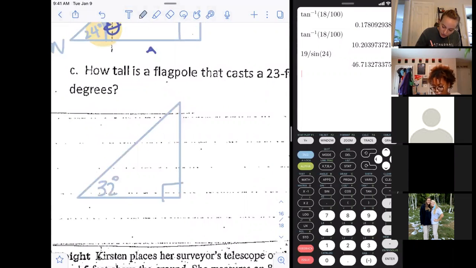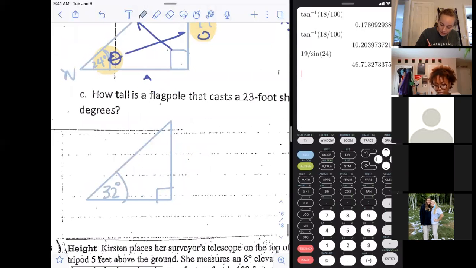If it says angle of elevation, you're always looking at that bottom angle. We want to know how tall the flagpole is. The shadow cast from the flagpole is 23 feet. So I've got angle, I've got opposite. I don't have hypotenuse, but I do have adjacent. So that means I am doing tangent.